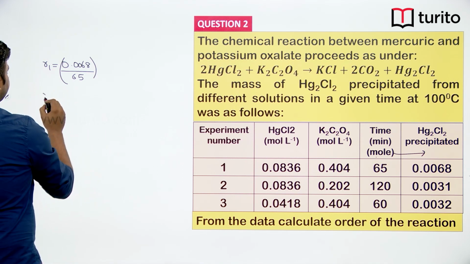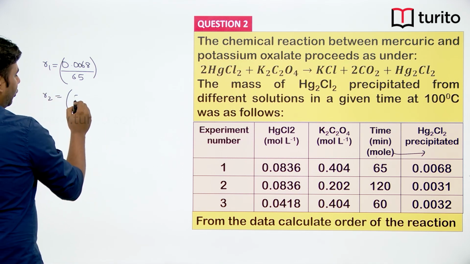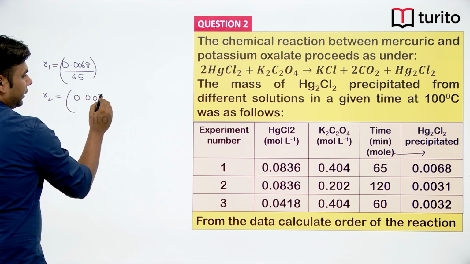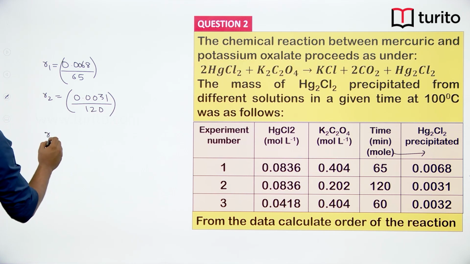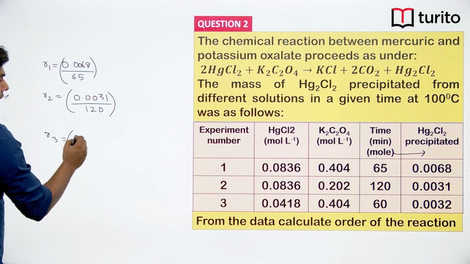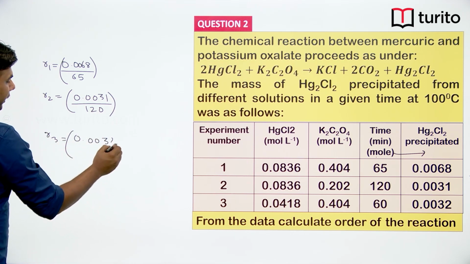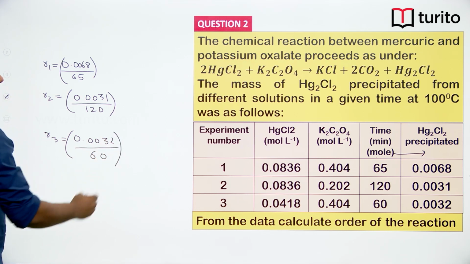Similarly rate 2 would be 0.0031 divided by time taken, that is 120. Similarly rate 3 we can write as 0.0032 divided by time taken, that is 60 minutes.